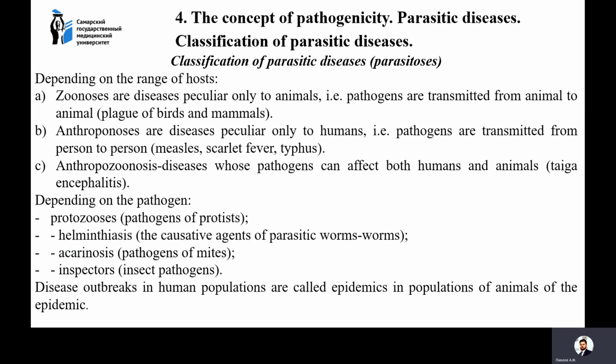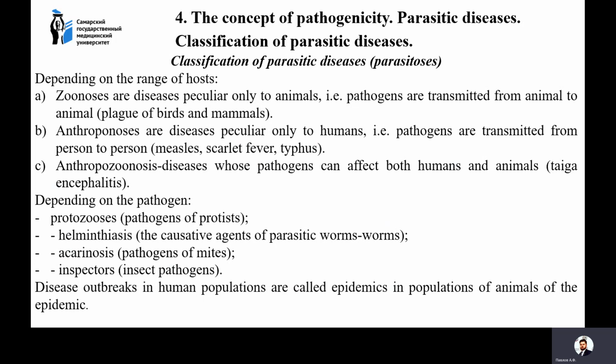Classification of parasitic diseases or parasitosis. Depending on the range of hosts, zoonoses are diseases peculiar only to animals. Pathogens are transmitted from animal to animal. Anthroponoses are diseases peculiar only to humans. Pathogens are transmitted from person to person. And anthropozoonoses are diseases whose pathogens can affect both humans and animals.